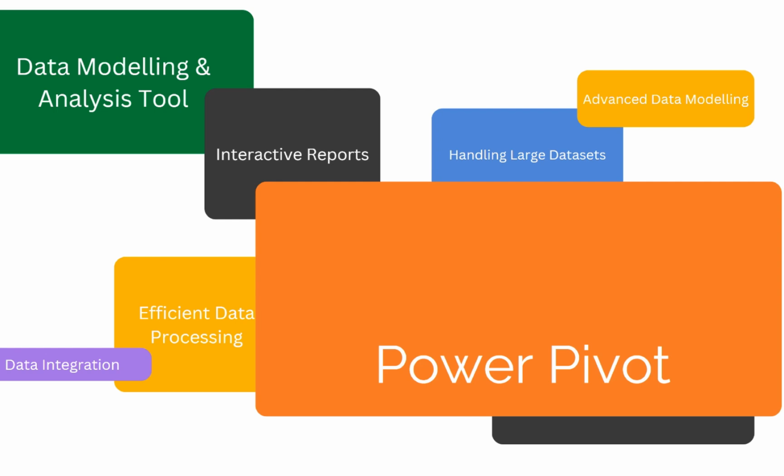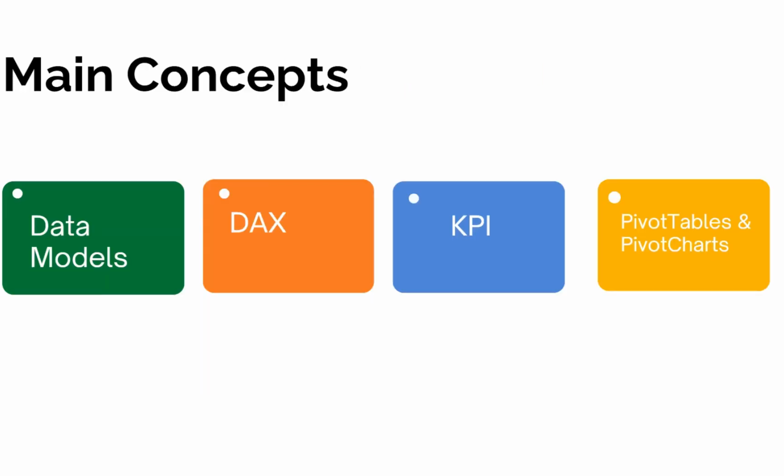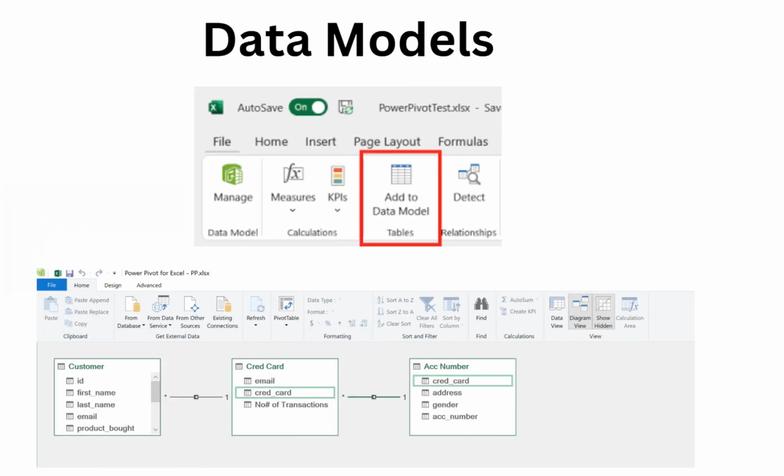It allows us to have advanced data modeling, efficient data processing, and to create interactive reports. So Power Pivot includes these main key features, which are data modeling, DAX, KPI, and pivot tables and charts. When it comes to data modeling, it includes tables to organize our data and relationships to connect the related data within these different tables. So this slide gives us a glance at this data modeling.